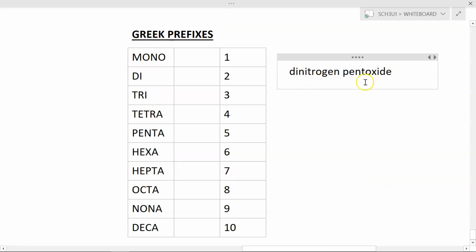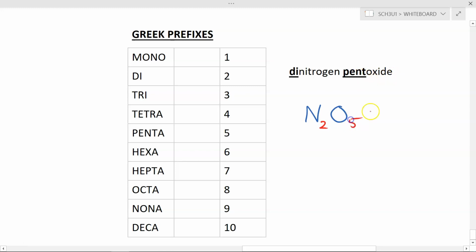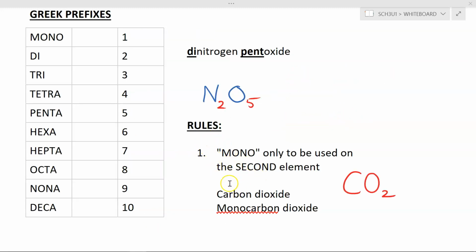So if I say dinitrogen pentoxide, I know that there are 2 nitrogens, dinitrogen, and there are 5 oxygens, O5. Alright, so dinitrogen pentoxide, N2O5. Now there are some grammatical rules we'll have to follow. So the first rule is the prefix mono should only be used on the second element.